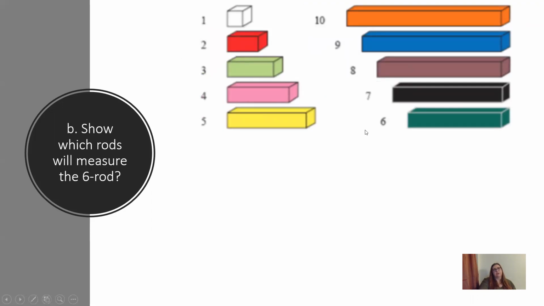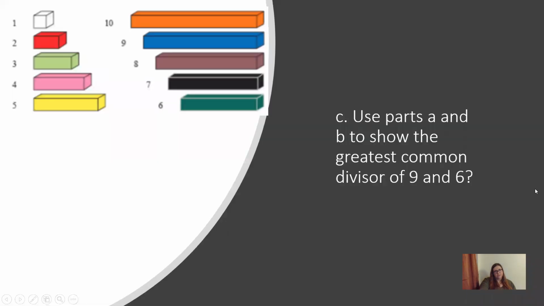6 rod. If you break it down in a factor tree, you have 1 and 6 on the top. So of course the 6 will work, 6 of the 1s will work, 2 and 3 go together. So 3 of the 2s and 2 of the 3s. We're going to use those parts to show the greatest common divisor of 9 and 6.